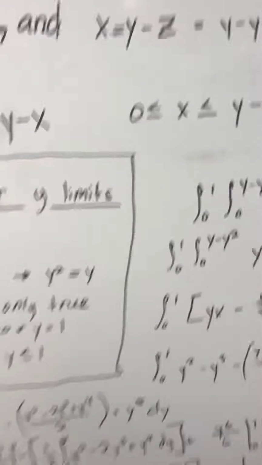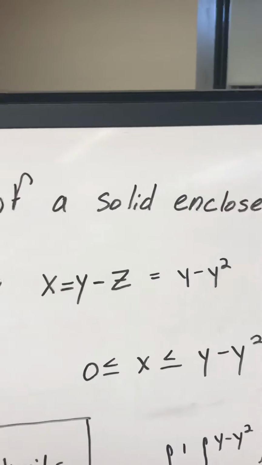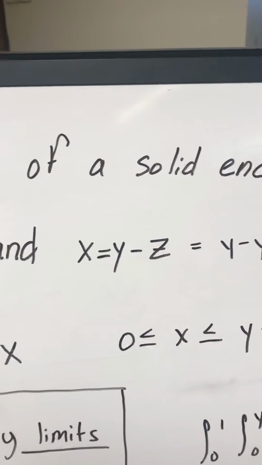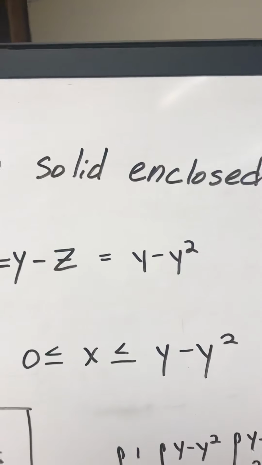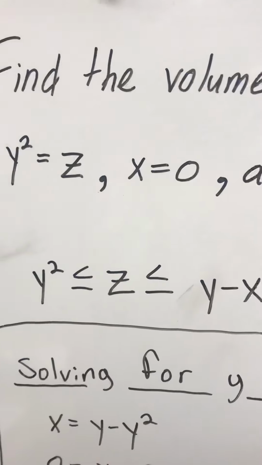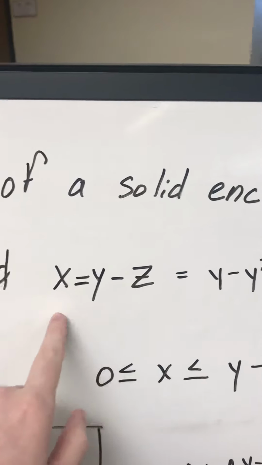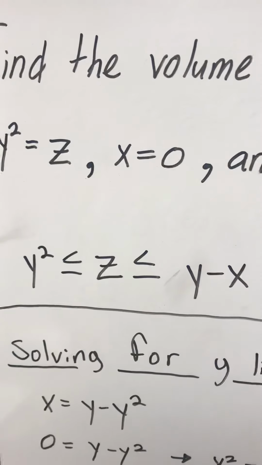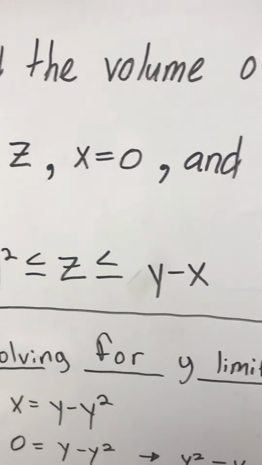But this one over here has a bit more work to it. So we're finding the volume of a solid enclosed by y squared equals z, x equals 0, and x equals y minus z, which also equals y minus y squared, which you'll see why that's useful later. So we see z is bounded by y squared, and if we solve for z, z equals y minus x. So it's bounded by those two functions, which, since z has both y and x in it, means we're going to be integrating in terms of z first.